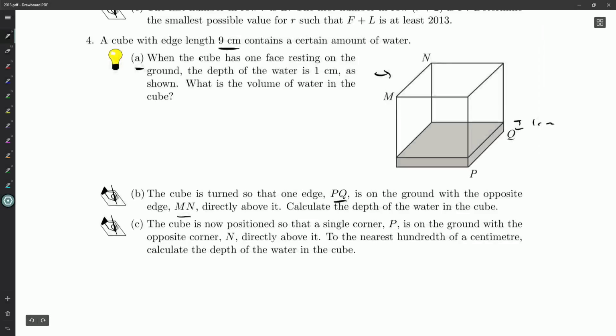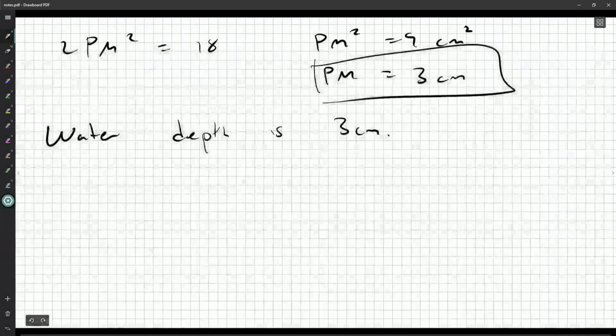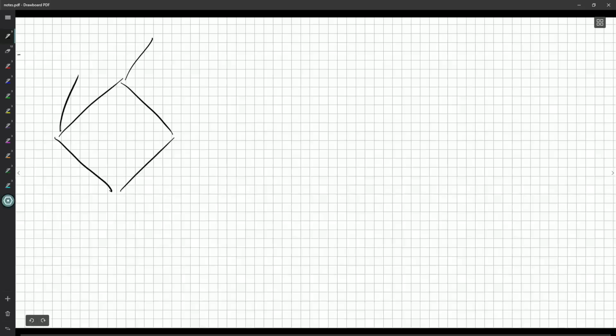What have we got for C part? The cube is now positioned so that a single corner P is on the ground with the opposite corner N directly above it. To the nearest hundredth of a centimeter, calculate the depth of the water in the cube. So I could bring back the prop if I was having trouble visualizing it, I think I'll be fine. Picture-wise, let's see what we can draw here.